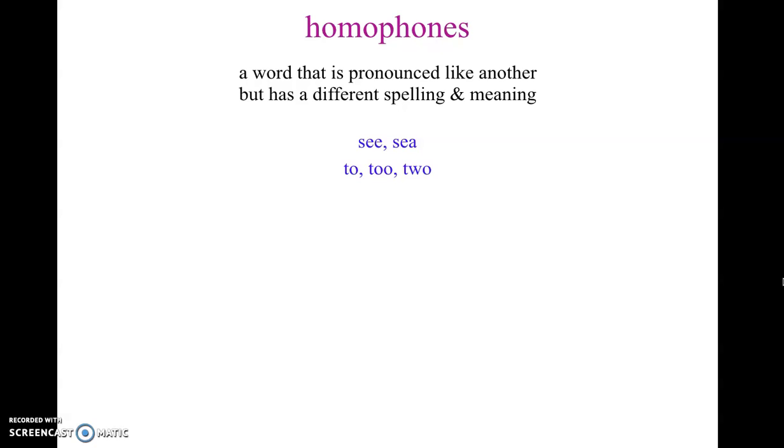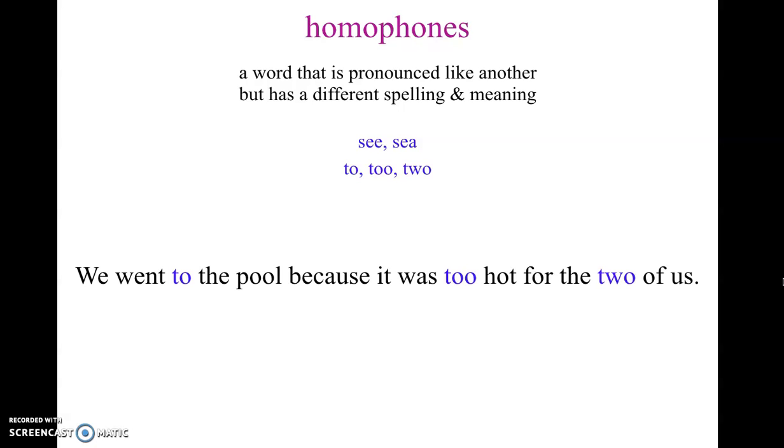The other popular homophones that are confused, to, too, and two. Notice they sound exactly the same. Here's a silly sentence. We went to the pool because it was too hot for the two of us. Now, sometimes when we're pronouncing, we will stress this one in a different way than we do the other two words, right? It was too hot for the two of us. But we don't always do that.